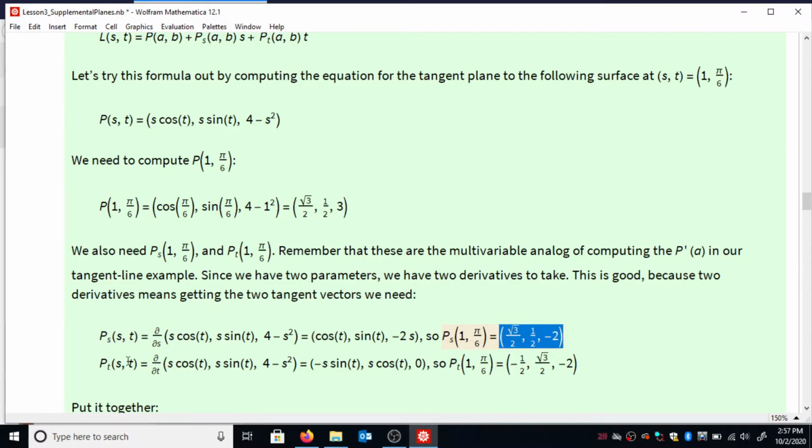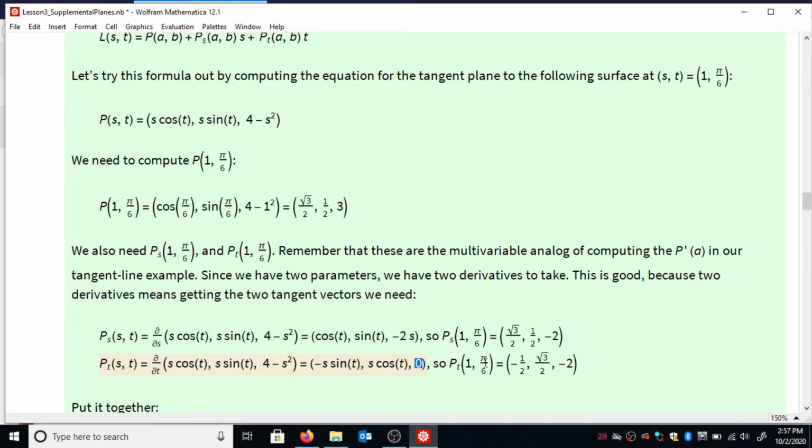Do the same thing for t now. So we repeat the same process, but we take the partial derivatives of each of these three parts of our ordered triple with respect to t. So what's the partial derivative of s cosine t with respect to t? Well, that's negative s sine t. Similar idea here, the partial derivative of s sine t with respect to t is s cosine t. And here's a cool one, 4 minus s squared has no t's in it. So it's constant relative to t, so its partial derivative with respect to t is 0.